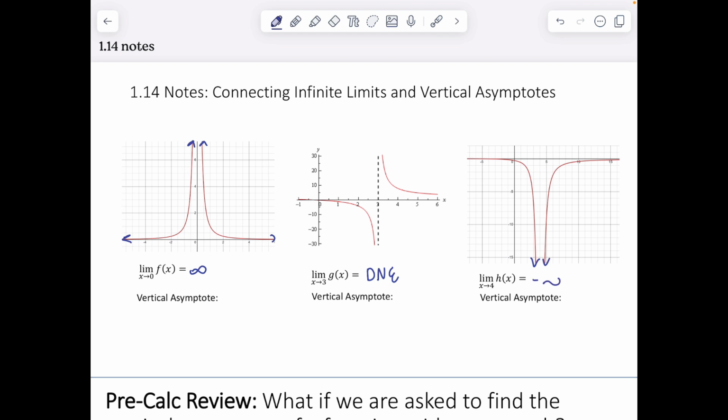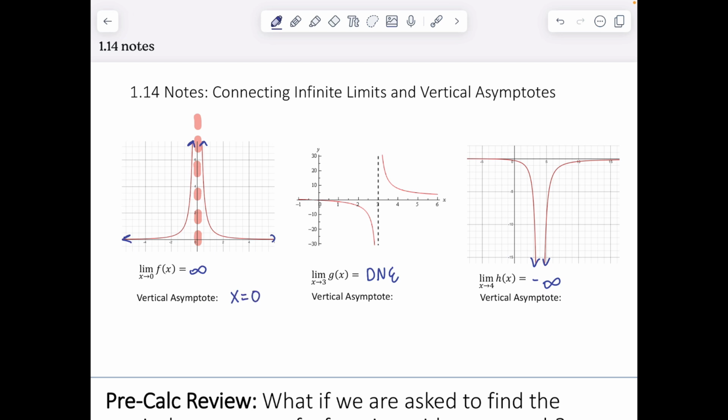And so something I want you to notice is in all of those places, whether it is marked or it's not marked, there is a vertical asymptote. So if I look at this very first function, there is a vertical asymptote at x equals 0. We are never actually going to ever touch x equals 0. And so I could write the equation of my vertical asymptote as x equals 0.